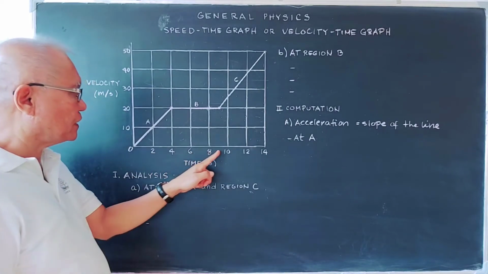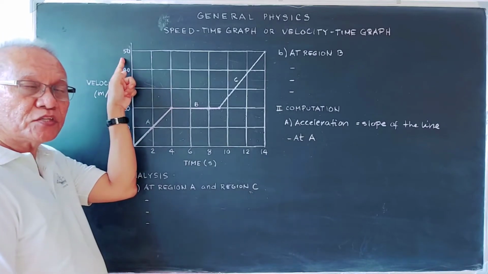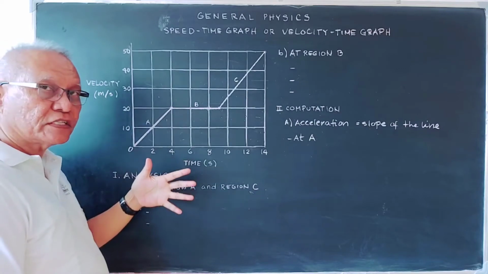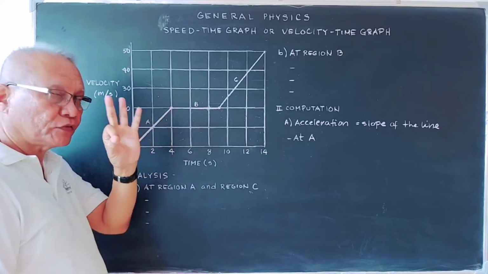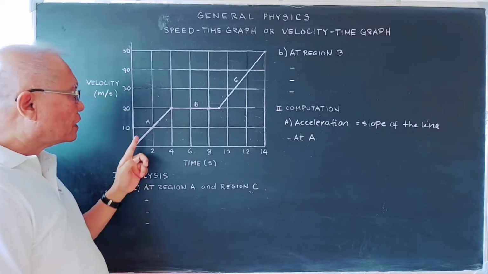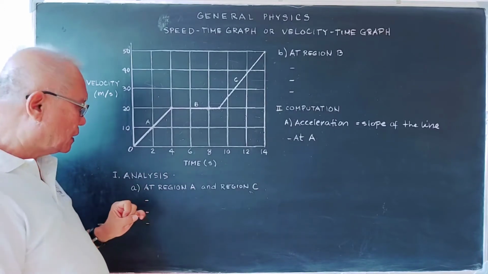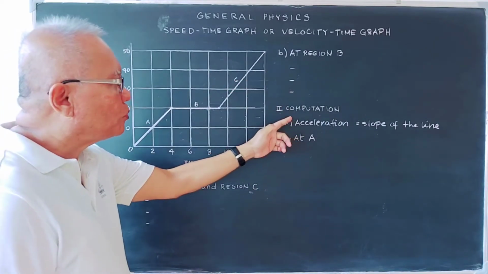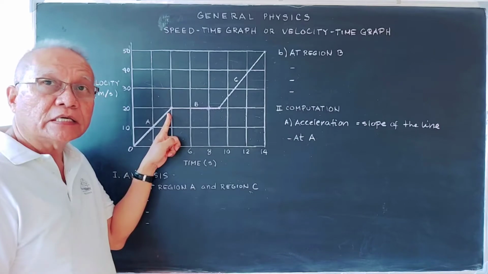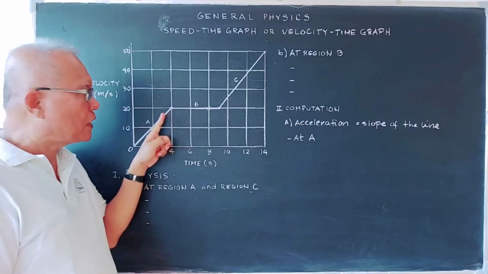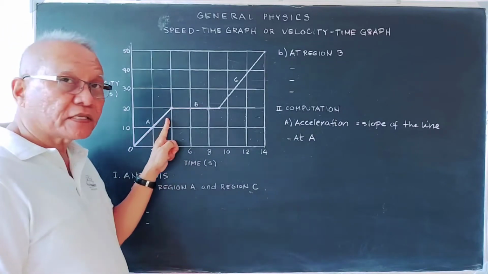So we have here 2, 4, 6, 8, 10, 12, up to 14 seconds. And our velocity is up to 50 meter per second. So this one is velocity time graph. Now, in speed time graph or velocity time graph, we have three parts. The first part is we are going to analyze the motion of our object in terms of its velocity. The second one is we will compute the acceleration, because the acceleration here now, class, is the slope. In distance time graph, the slope is the velocity, while in speed time graph, the slope represents the acceleration.